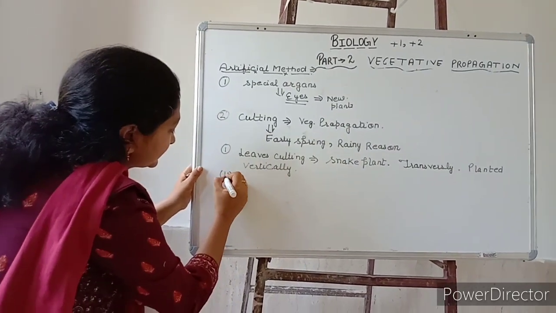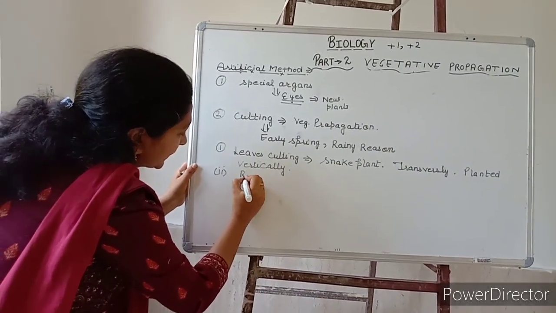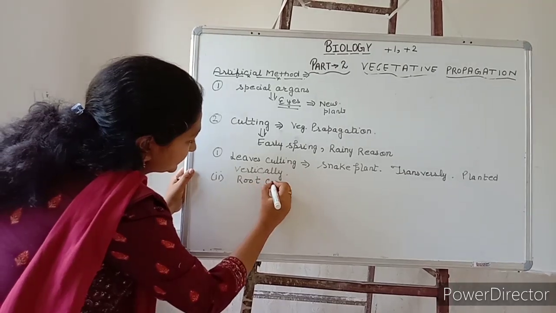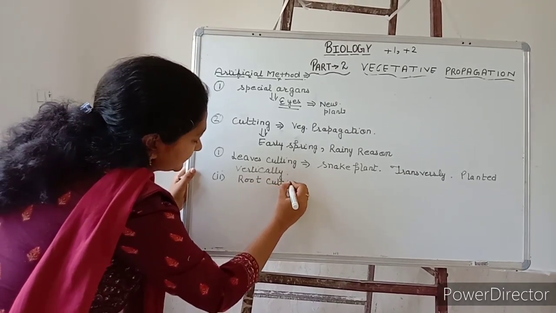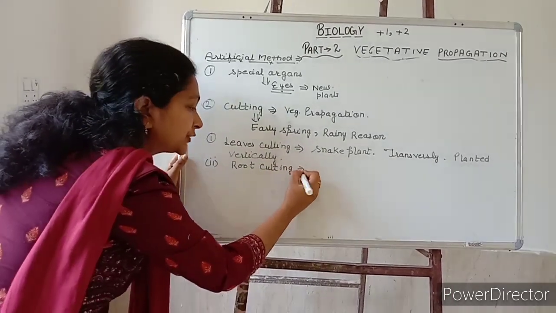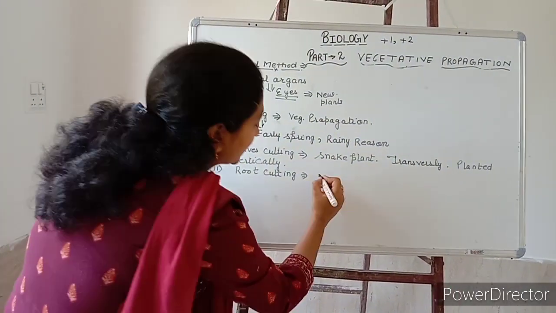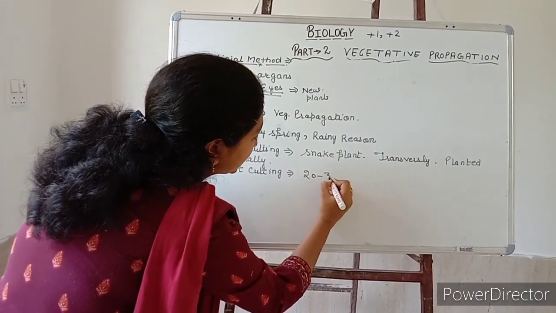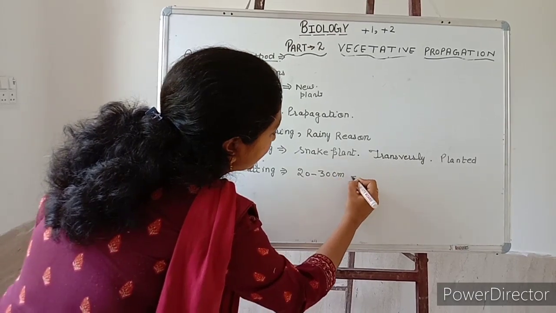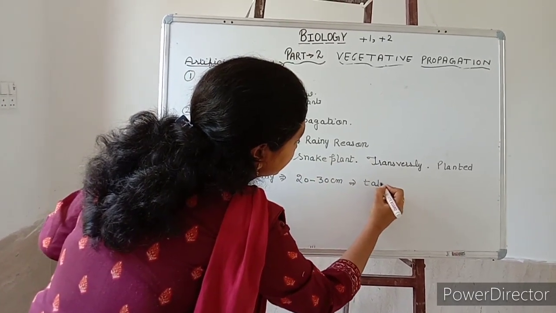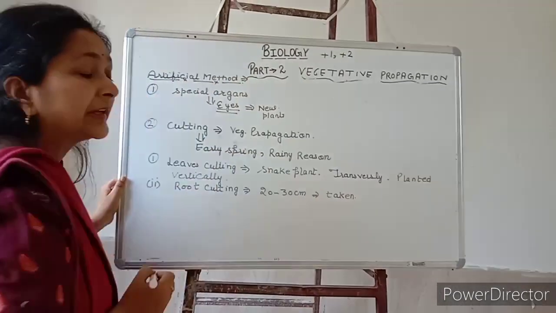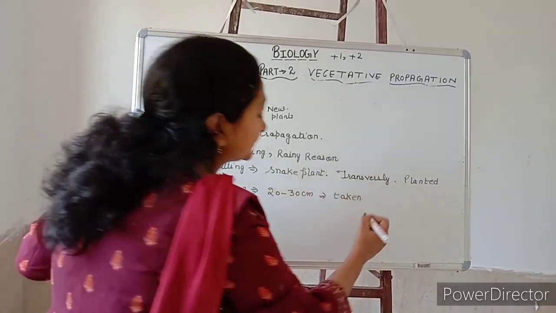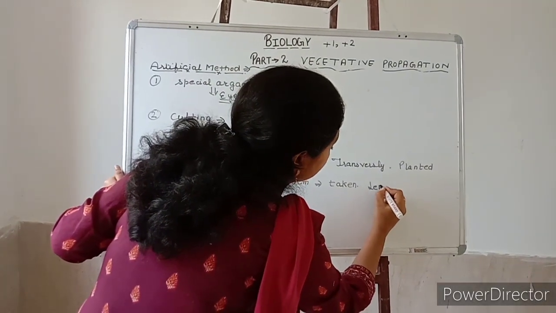Second, root cuttings. In case of a root cutting, pieces of 20 to 30 centimeters are taken and they will grow to form a new plant. An example is lemon.